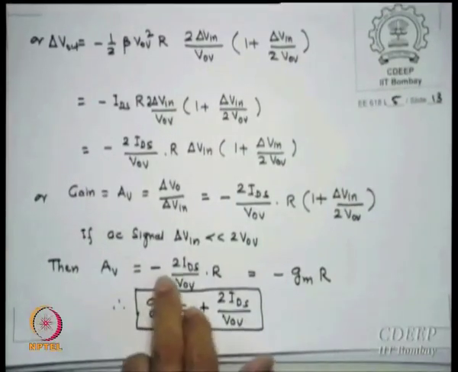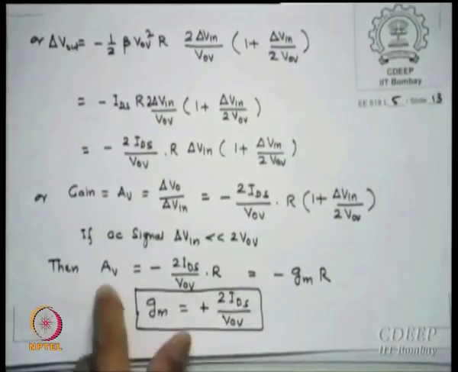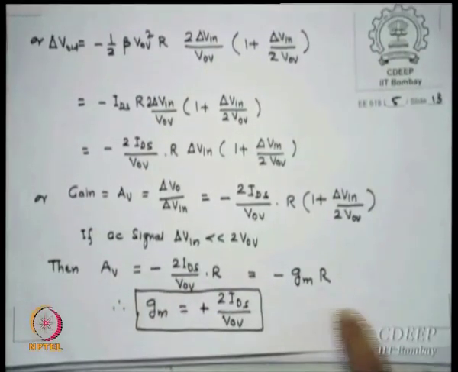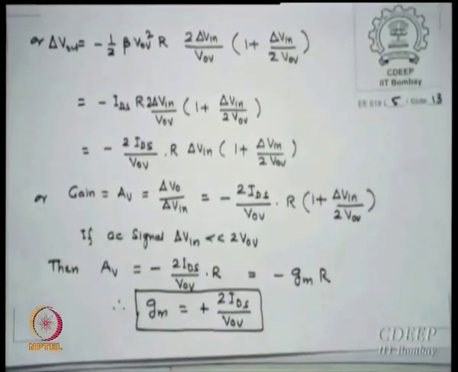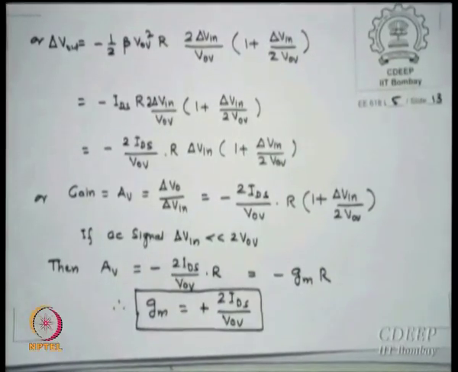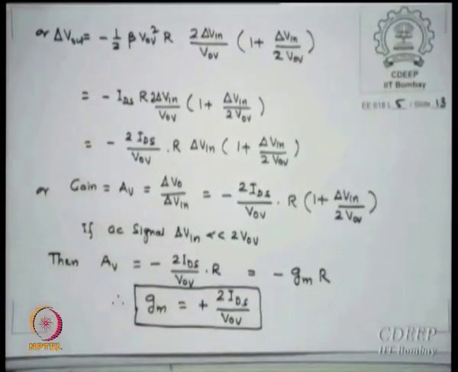So I get minus 2 IDS by V_OV into R, but I know Av I just derived as minus gm times R, which means gm is 2 IDS by V_OV. Is that correct? This is an expression which I will use. This is one way of looking at the design. Using this as my parameter, I want to adjust gm.